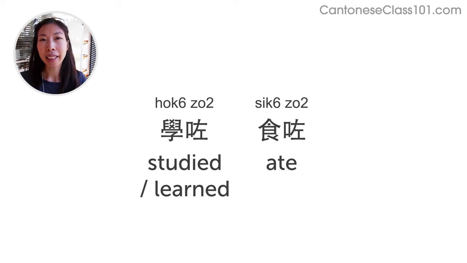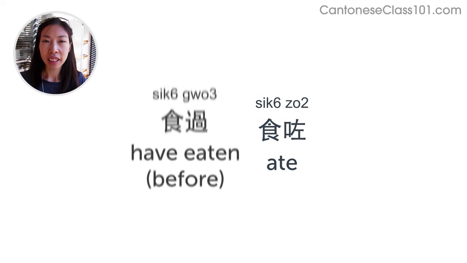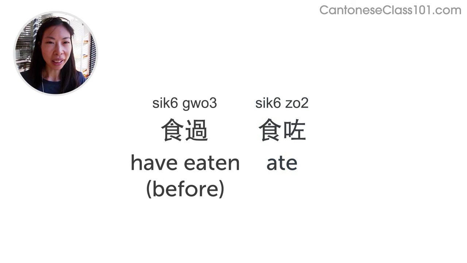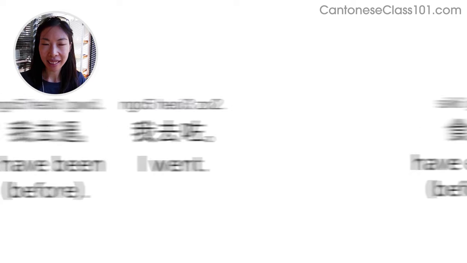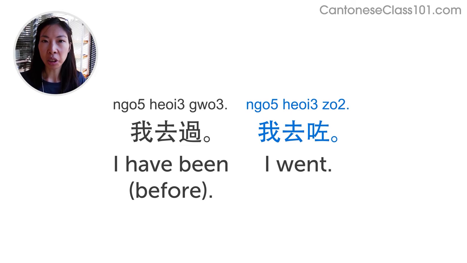做, for example, 学做, studied or learned. 食做, ate. So, some of you may ask, what is the difference between 食过 and 食做? Generally speaking, we use 做 for a completed action, while we use 过 to indicate previous experience. For example, 我去做, I went. 我去过, I have been before.